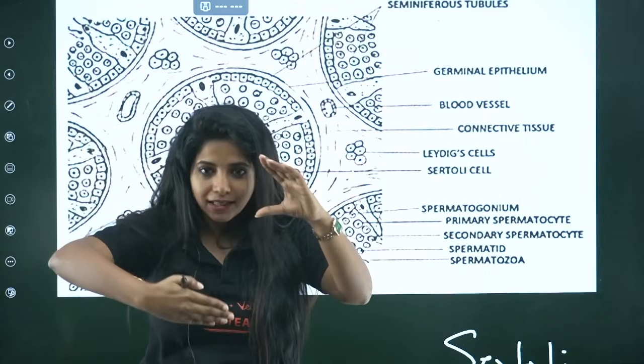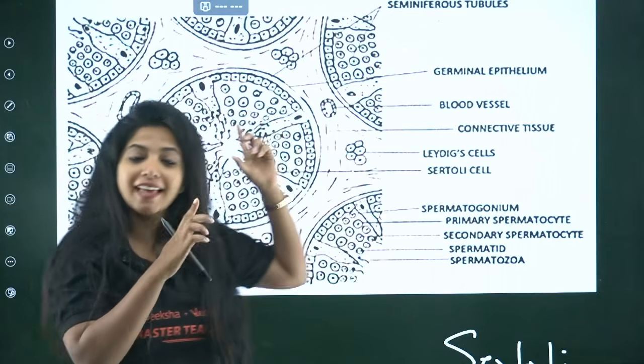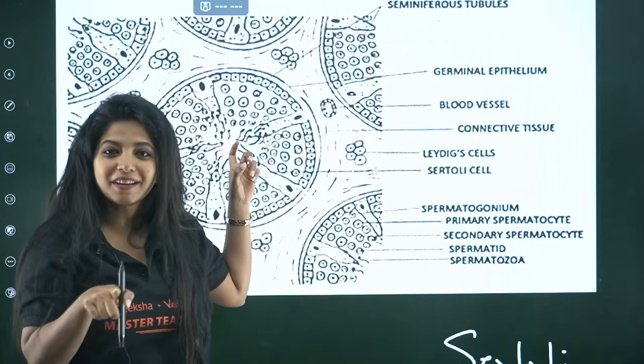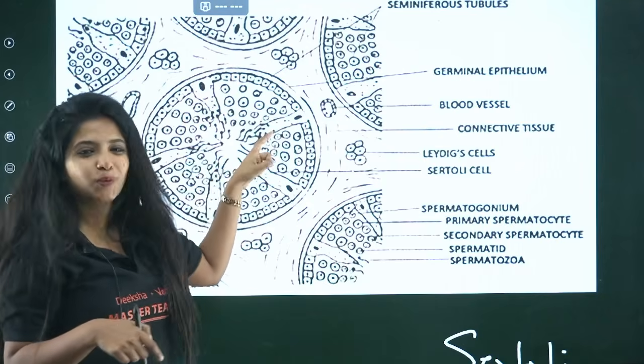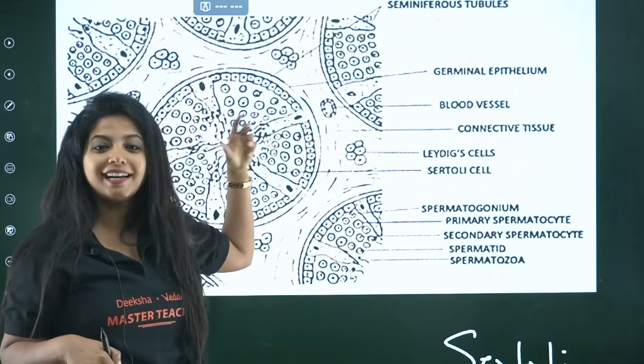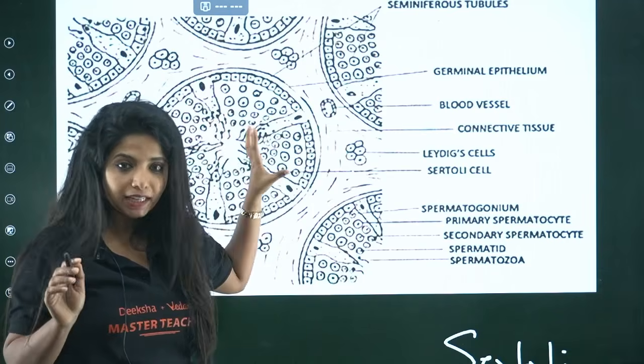If you cut the pipe and look at it like this, what is inside the pipe? That is exactly the view over here. So instead of a pipe, what is it? A seminiferous tubule. And inside the seminiferous tubule, you will find spermatogonia, the sperms, and also what? Your Sertoli cells, right?